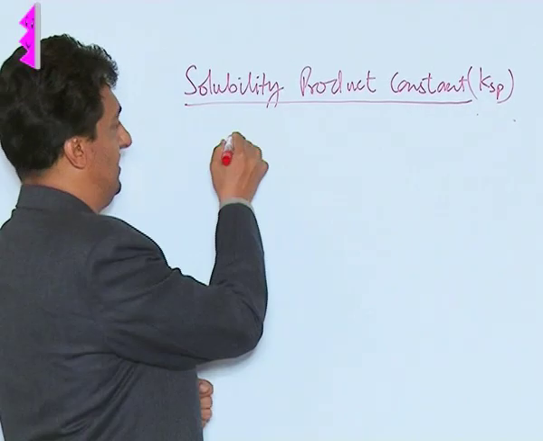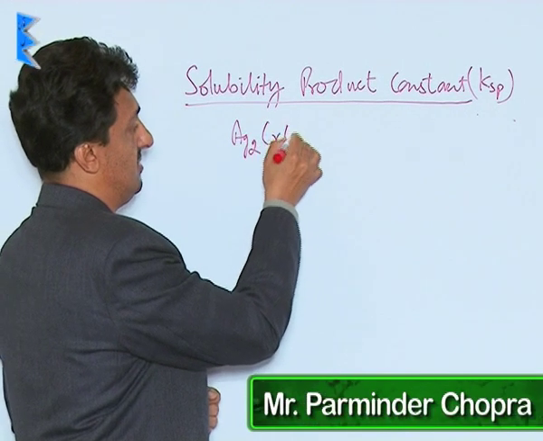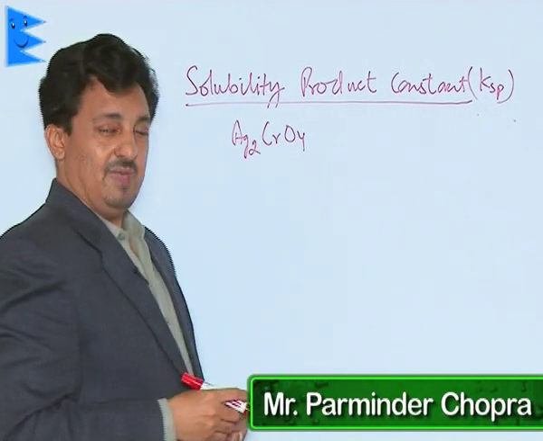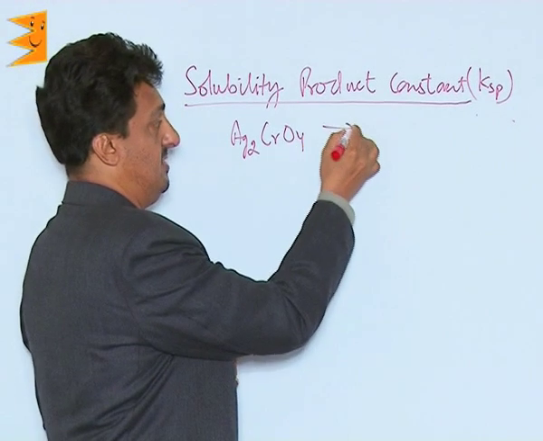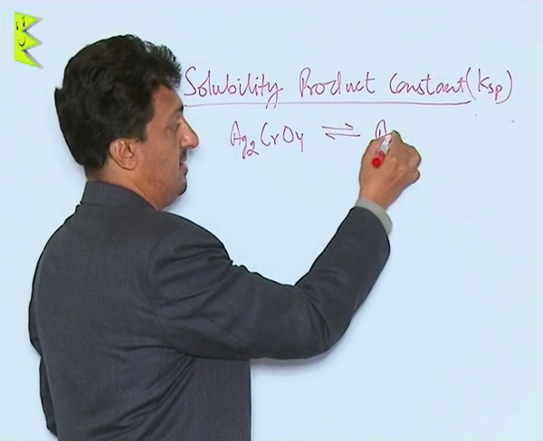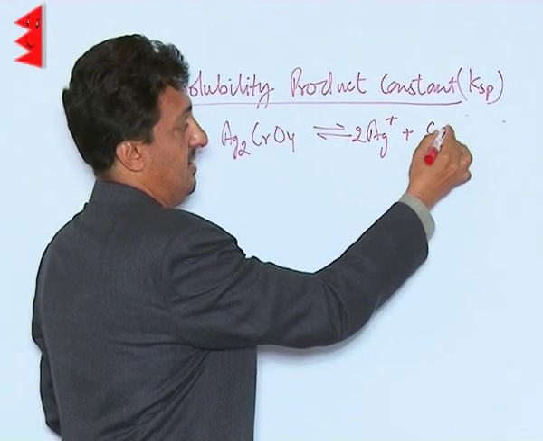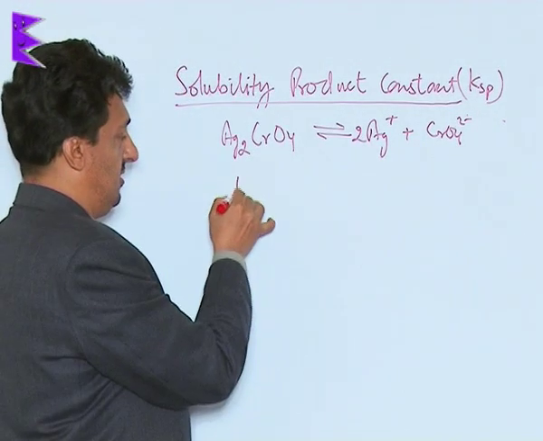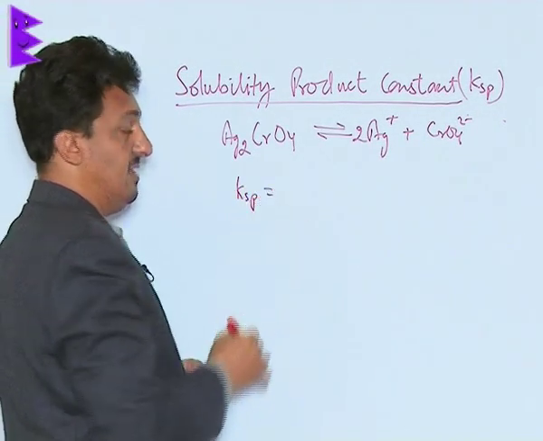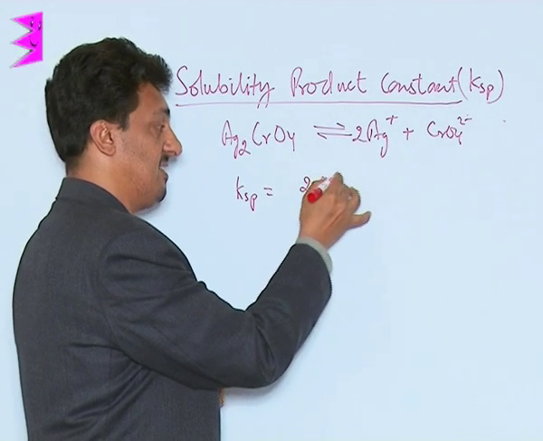Let us take the example of a salt like silver chromate, Ag2CrO4. Now when this salt is added to water, it is going to give us twice the Ag+ ion concentration and a chromate ion concentration. Now therefore, remember, its Ksp expression will be twice the Ag+ ion concentration.